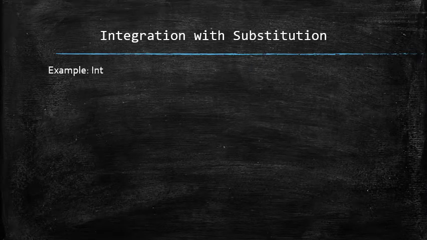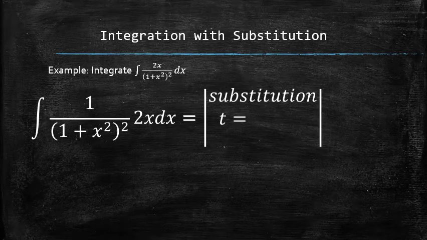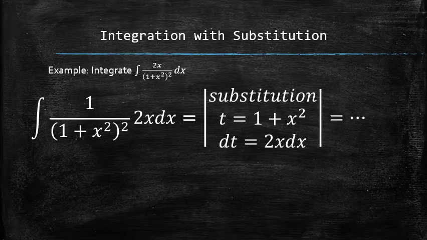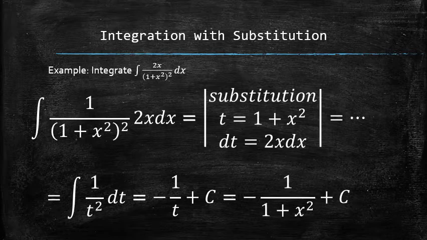Let's do an example. We may have to rearrange some terms in the integrand to recognize the pattern. Then we set up the substitution by setting a new variable t equal to 1 plus x squared and finding the differential of t. Next, we plug everything into the original integral and notice how, because of the discovered pattern, we have nothing but the function of t left in the integral. We finish the process by finding the antiderivative and plugging the original function 1 plus x squared back for t.